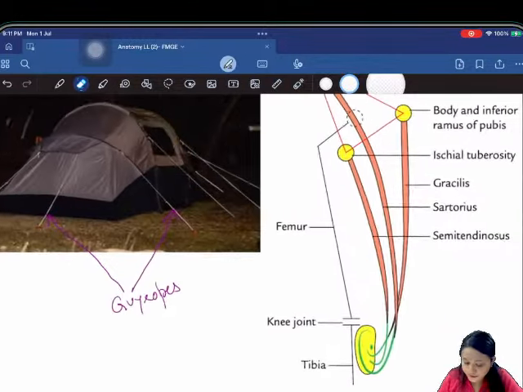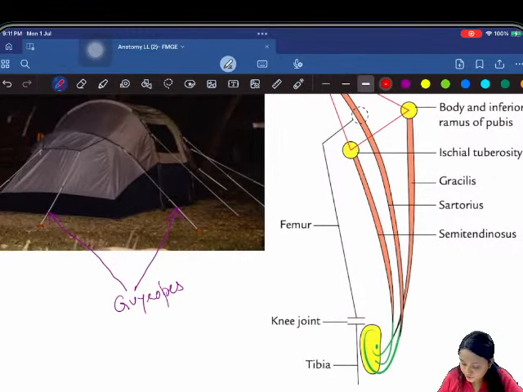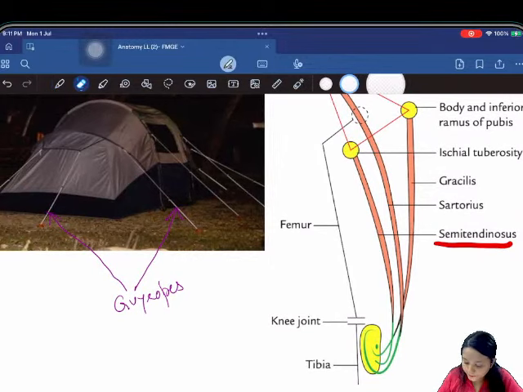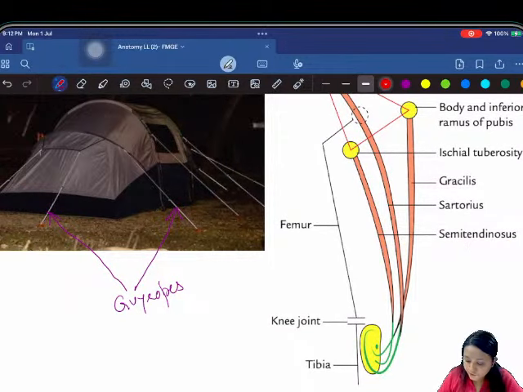So instead of semitendinosus, they give another option. All of the following muscles are forming the guy rope except. So they will give you sartorius, gracilis, semitendinosus, and semimembranosus. So semimembranosus is not forming the guy rope.